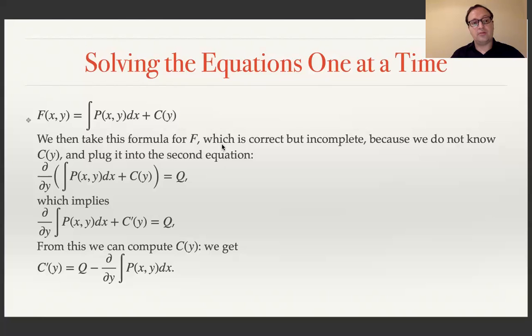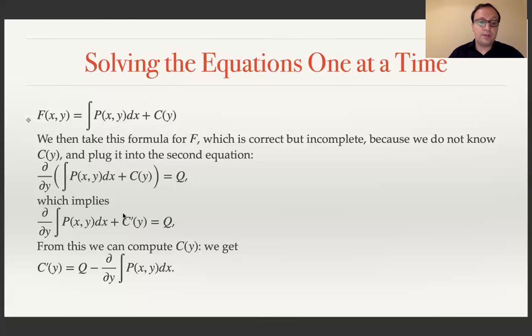So the second equation was partial f over partial y is equal to q. So this means the derivative with respect to y of f, and we let f be given by this formula. So partial over partial y of the integral of p of x and y dx plus c of y is equal to q. And now when we take this derivative with respect to y, we get partial over partial y of this integral, which is something that we can compute, plus c prime of y, because c is a function just of y, so this is an ordinary derivative, it's not a partial derivative, c prime of y, and then it is equal to q.